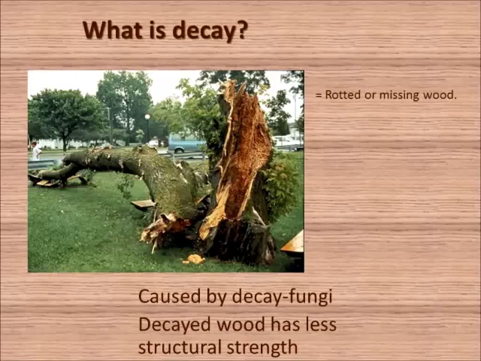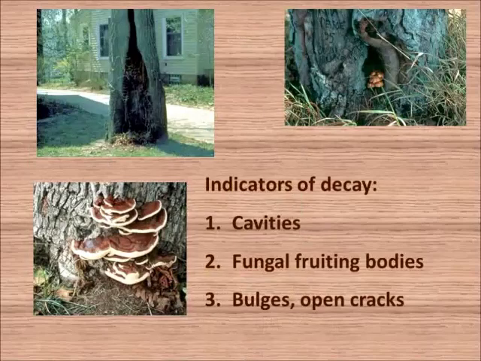Decay is usually caused by decay fungi. Other organisms like bacteria can also cause decay, but they're not as good at it as fungi, because fungi can produce a lot of chemicals that can break down the complex structure of wood. Decayed wood has less structural strength, so trees that are decayed can fail. Indicators of decay include cavities, so where the wood's being rotted, you can see that there's missing parts of the wood, fruiting bodies, bulges, and open cracks.